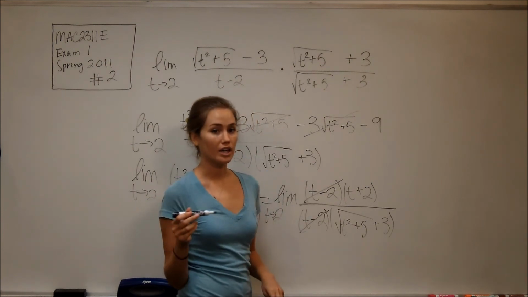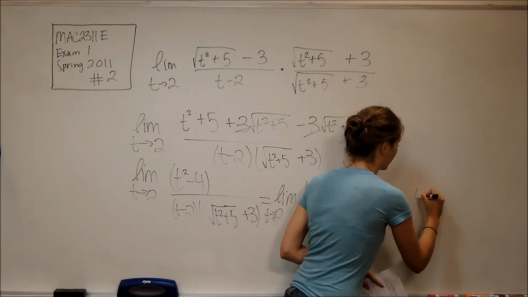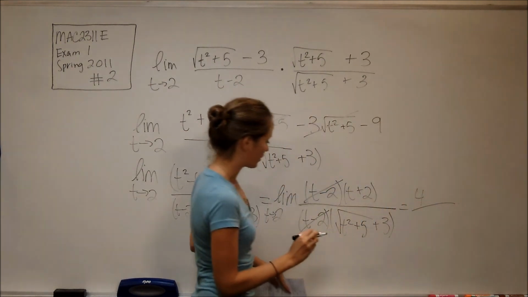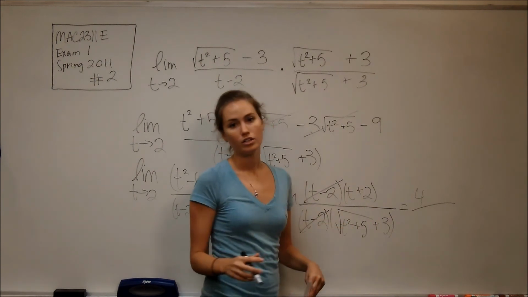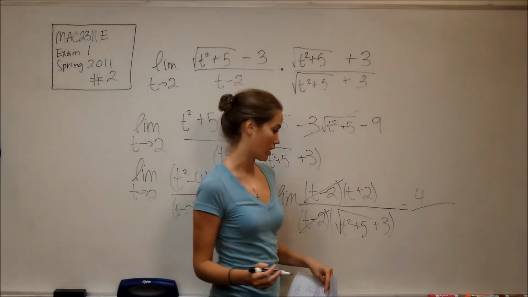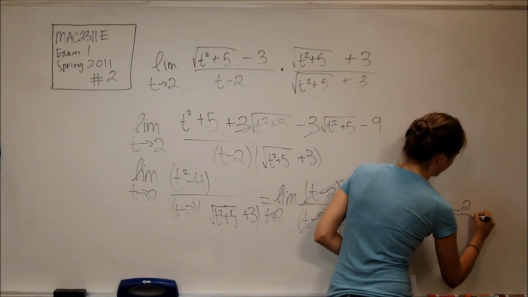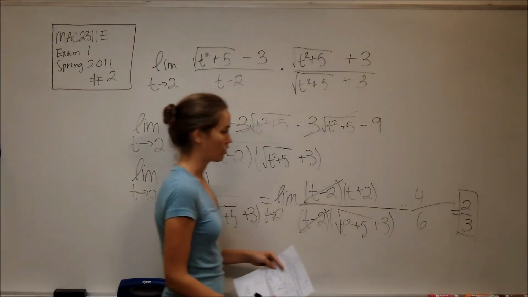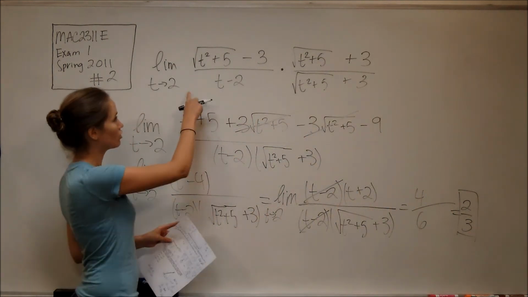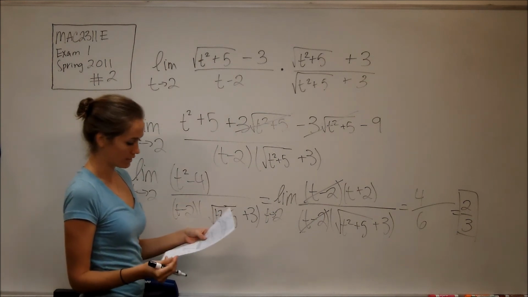So now we can plug in t equals 2 into our limit. And so we get 4 on the top, all over, so we have 2 squared, which is 4, plus 5, so it's a square root of 9, which is 3, plus 3, so all over 6, which simplifies to 2/3. And that is our final answer. So the limit as t approaches 2 of this is equal to 2/3, and so our answer is D.